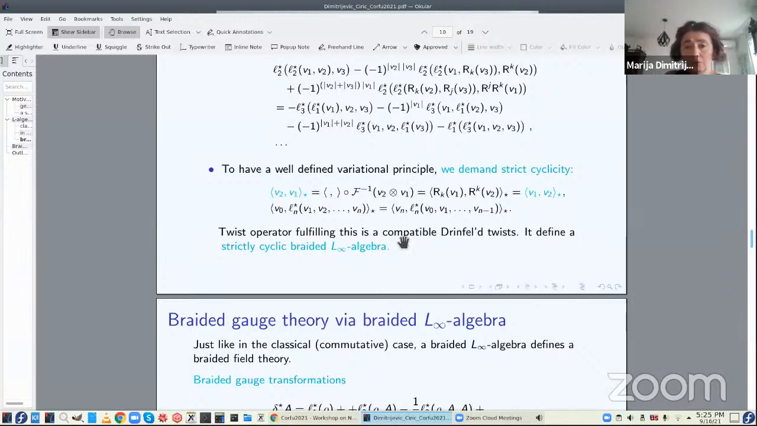And it's not so difficult. Moyal-Weil twist is, for example, compatible. It sort of reduces to the cyclicity of the star product under the integral. Who knows something about that?